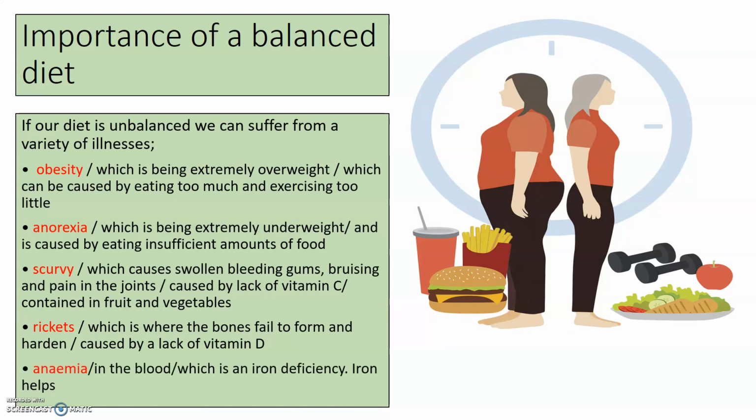And finally, we might also suffer from anemia, okay, and this is obviously a problem in regards to blood, okay, if we have a deficiency, so a reduction in our iron. Iron's important in regards to the formation of hemoglobin within the red blood cells.